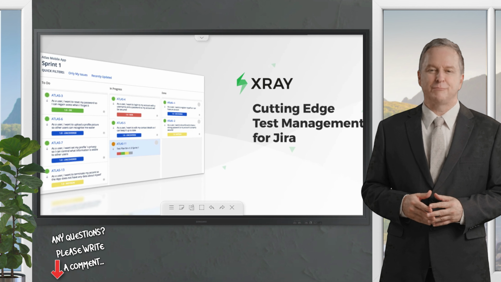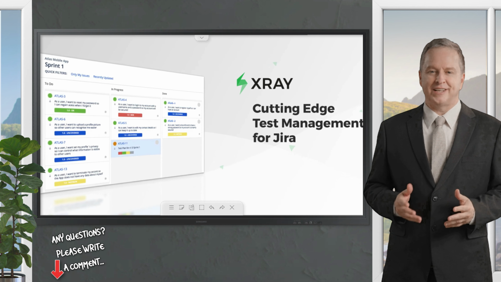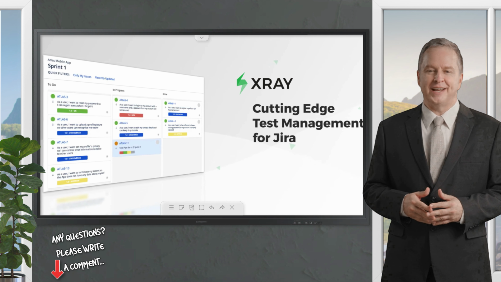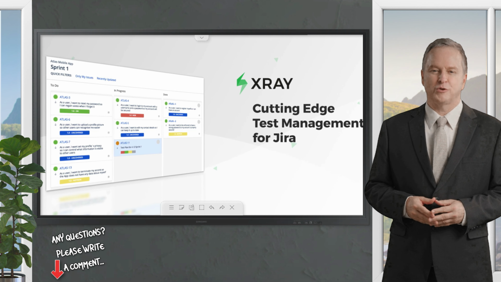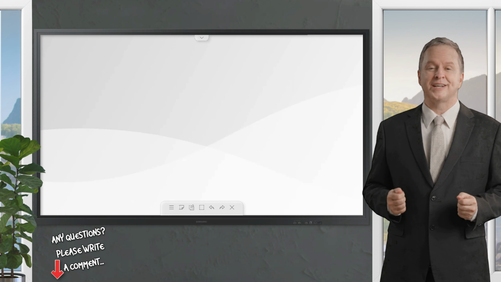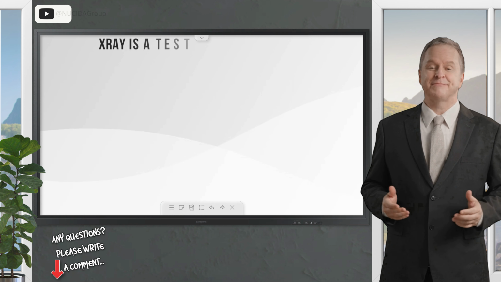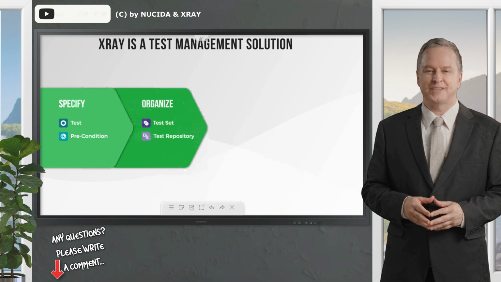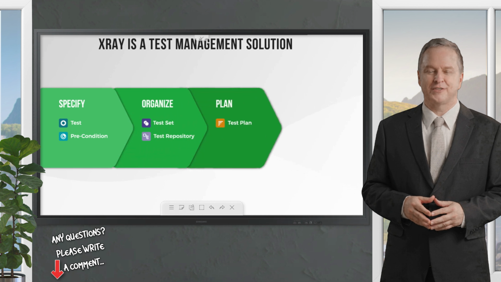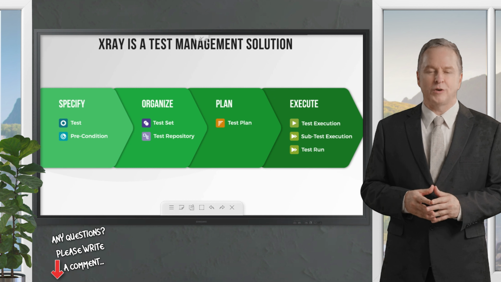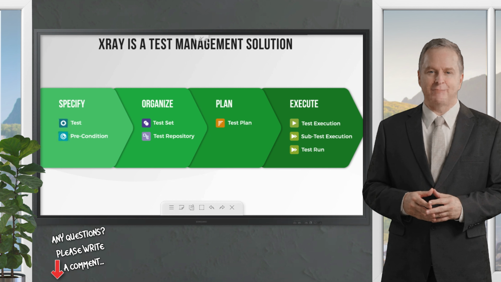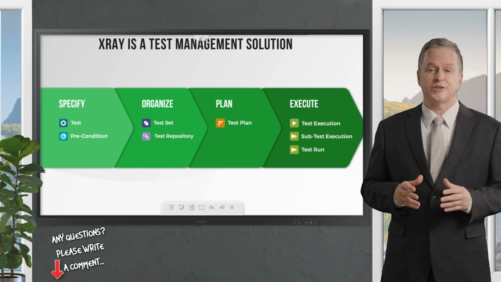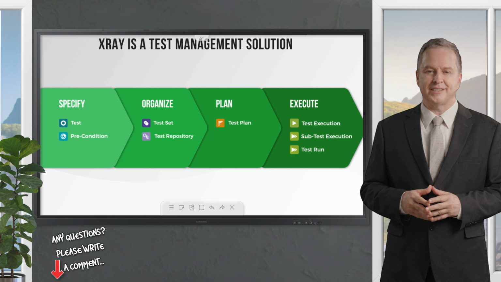It's never been easier to manage tests at scale than with Xray Test Management. Xray is a Jira native software test management app that ensures your testing and development teams are collaborating to achieve the highest quality products. With Xray, you'll never deliver broken or untested code again. Xray is a comprehensive test management solution that uses Jira native issue types to specify, organize, plan, and execute tests. With Xray, you can create your tests and add preconditions, organize them using the test sets or the test repository, plan your test strategy, and finally execute tests and report the status.